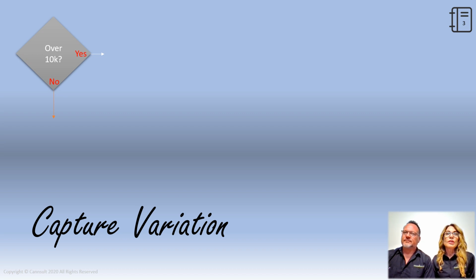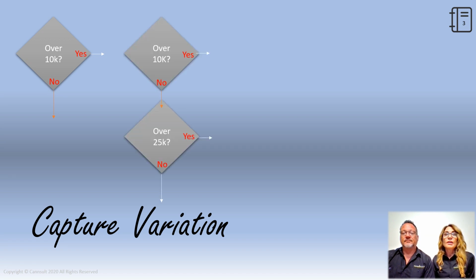Or it might get a little more complex. Let's say that there are two decision points. Is it over 10,000? If no, then is it over 25,000? And we'd follow the different procedures for these different scenarios.